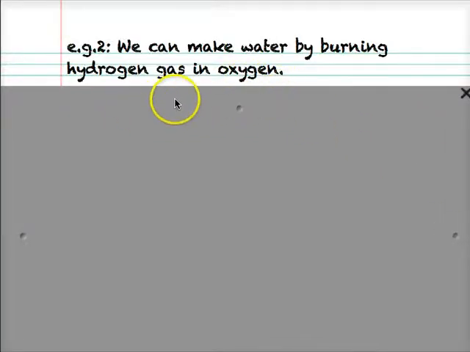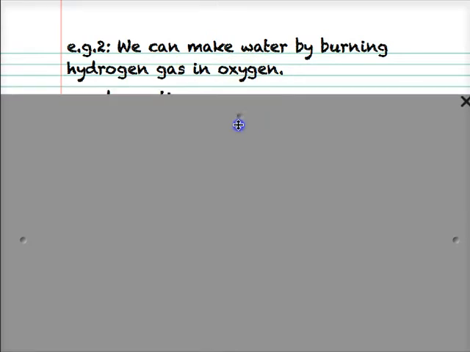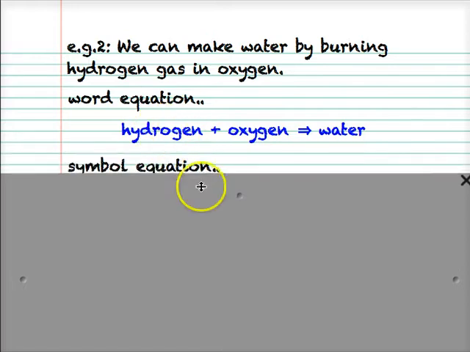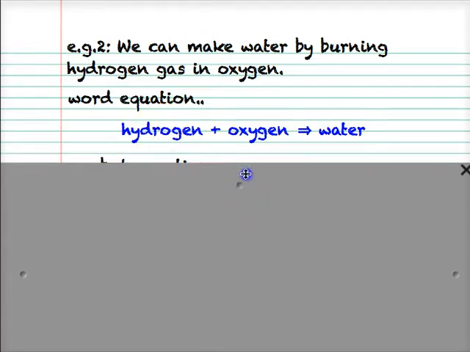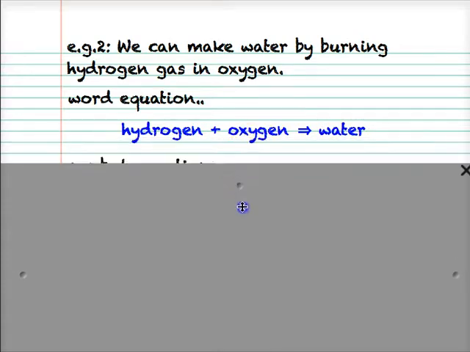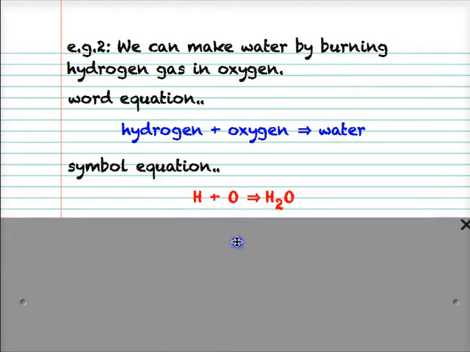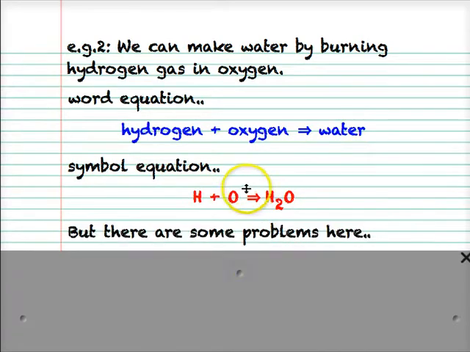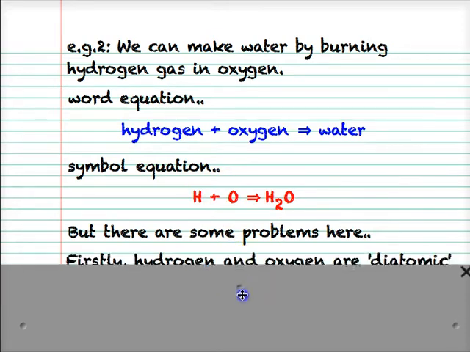Let's take a look at water. Now, we can make water by burning hydrogen gas in oxygen. Water, as we know, is H2O. The word equation for the production of water would be hydrogen plus oxygen becomes water. The symbol equation would be hydrogen, so that's H, plus oxygen, that's O, becomes water, and we know water's H2O. But there are some problems with this equation. This equation is not right for several reasons. So let's take a look at some reasons why.